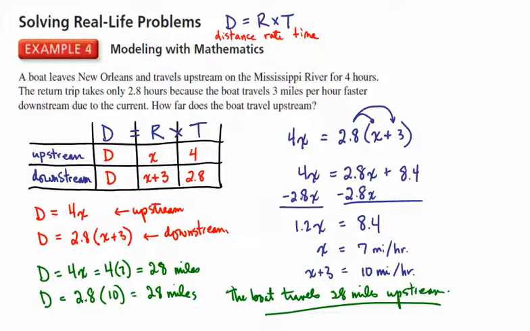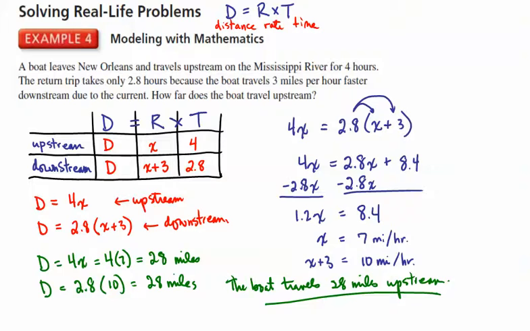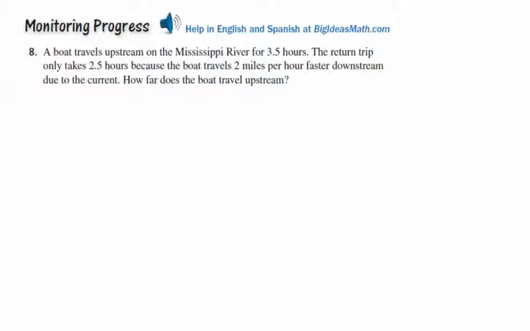Okay, so if you need to rewind or replay to review this problem, go ahead. I'm going to scroll up and do the monitoring progress problem from this section of the chapter. A boat travels upstream on the Mississippi River for 3.5 hours. The return trip only takes 2.5 hours because the boat travels 2 miles per hour faster downstream due to the current. How far does the boat travel upstream?